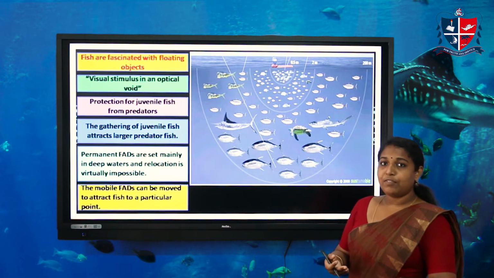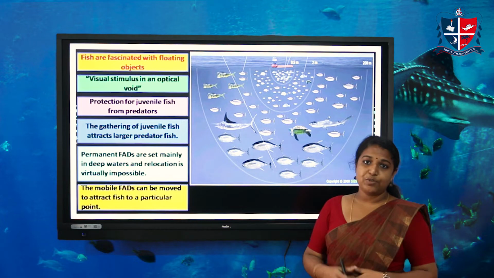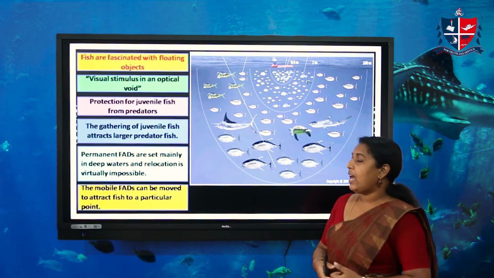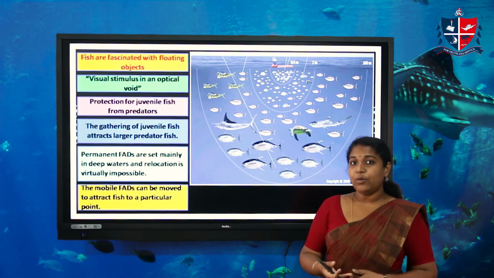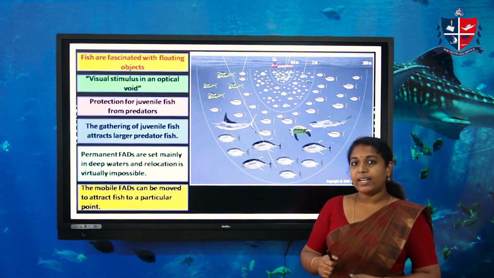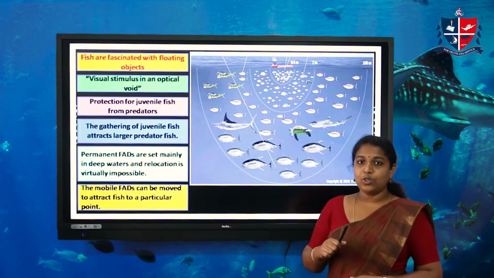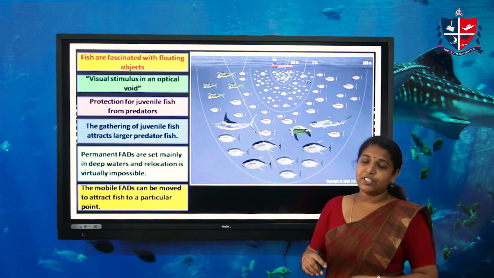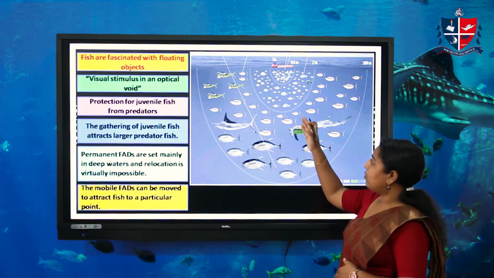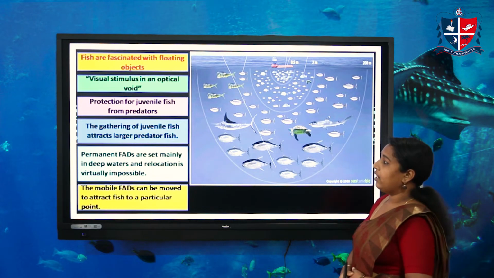And what happens after the growth of algae? This algal population will attract the juvenile fishes. Juvenile fishes come to consume this algal material, and this in turn creates a hideout for the juvenile fishes from the predatory fishes. So the FADs also act as a hideout place for the juvenile fishes. For preying on these juvenile fishes, the other predatory fishes come around the fish aggregating devices, and it forms a group or a shoal of fishes around them.